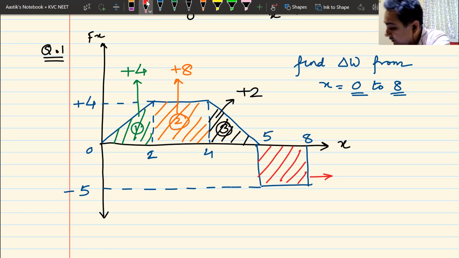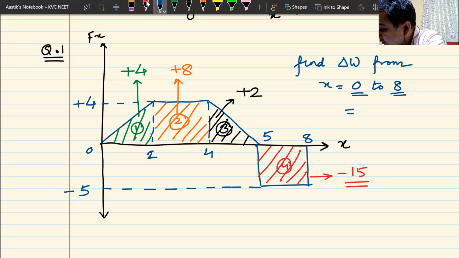And the answer to this one, the fourth one, is length into breadth minus 5 into 3. So 5 into 3, so 15. And this would be minus. So that is your area. You add all these. 4 plus 8 is 12. 12 plus 2 is 14. 14 minus 15. So my answer is minus 1 joules. That is the answer that we got.